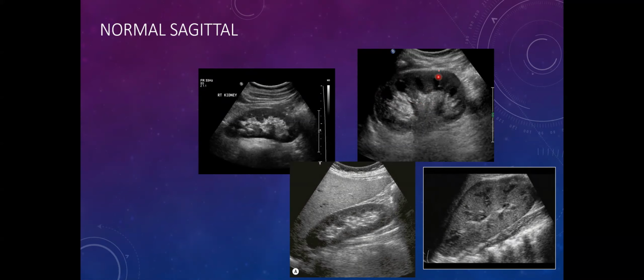I could easily take a measurement of this person's cortex. This person's cortex, a little more difficult. I can kind of see it in places. I can get an idea. Ooh, a little bit of a column of Bertin here.